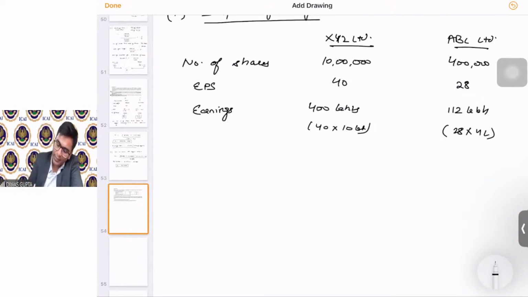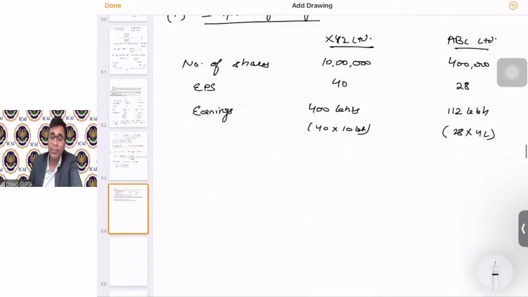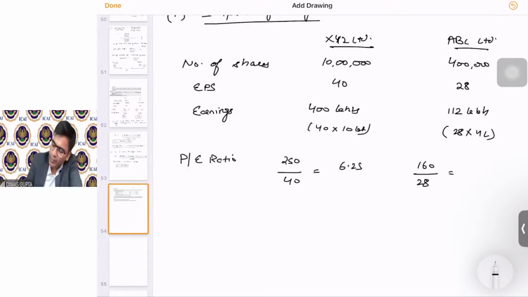Okay. Now, since we have market price, can we calculate the PE ratio? Yes, we can. 250 divided by 40. 250 is the market price, and 40 is the EPS. So 6.25 is the PE ratio. 160 divided by 28, and 5.71 is the PE ratio here. Okay, PE ratio is calculated.